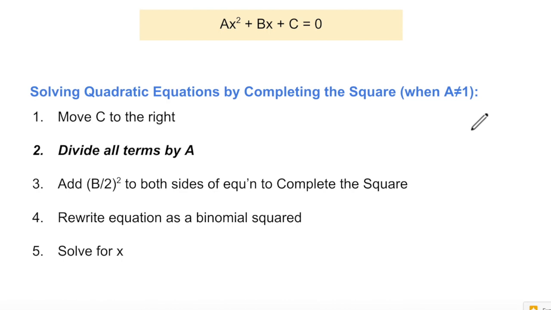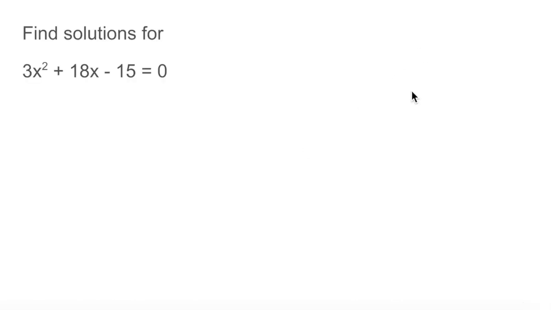Now let's look at what happens when we don't have a 1 for a. So if a is not equal to 1, then we're going to start with the same step. We'll move c to the right, but we're slipping an extra step in here. We're going to divide all terms by a. So we're going to divide the a out of the entire equation, and then we're going to follow the same last 3 steps there. So let's do a problem following this process and see how that works.